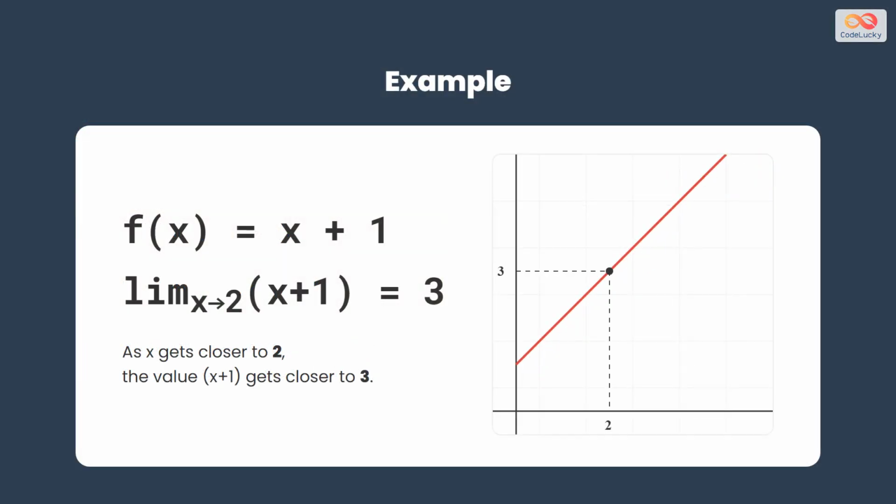Here is a simple example. We have the function f of x equals x plus 1. We want to find the limit as x approaches 2. As x gets closer and closer to 2, the value x plus 1 gets closer and closer to 3. So, the limit is 3.